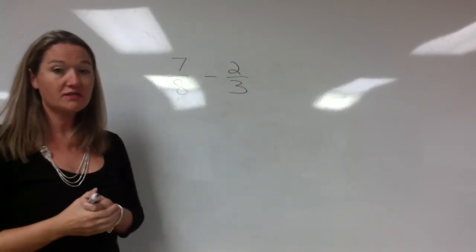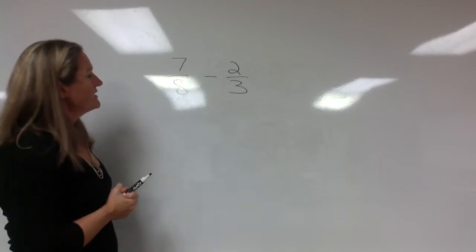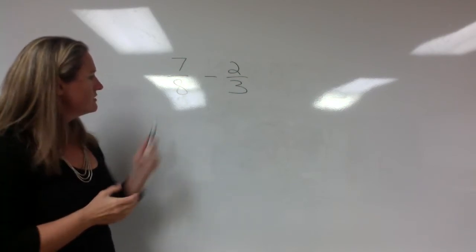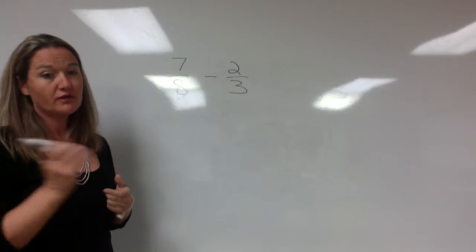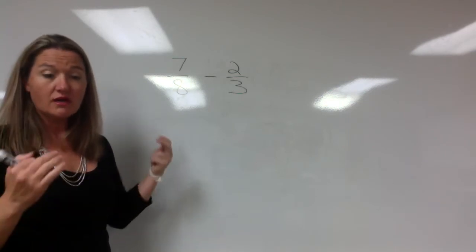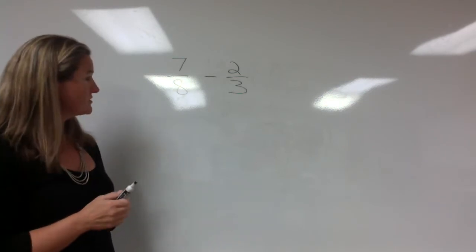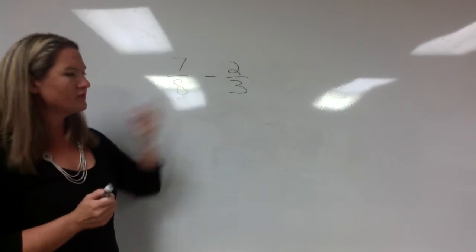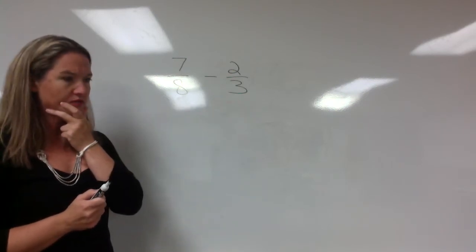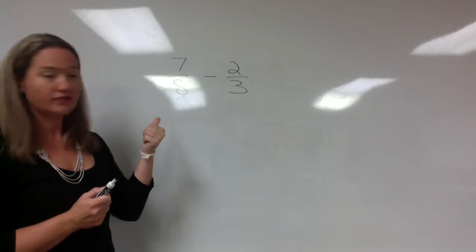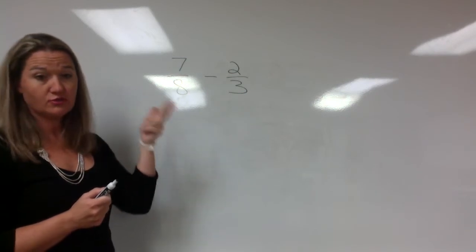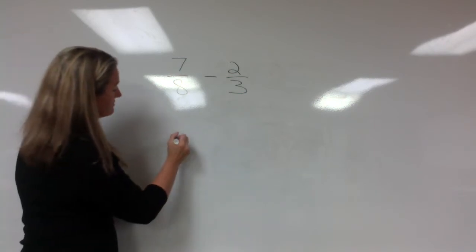Okay, 7/8 minus 2/3. Okay, so different denominators. So right off the bat, we know we've got to get a common denominator. So let's think to ourselves, 8 and 3. What's the least common multiple of 8 and 3? Well, 8, 3 doesn't go into 8. 16, 3 doesn't go into 16. 24, 3 goes into 24. So it's 24.